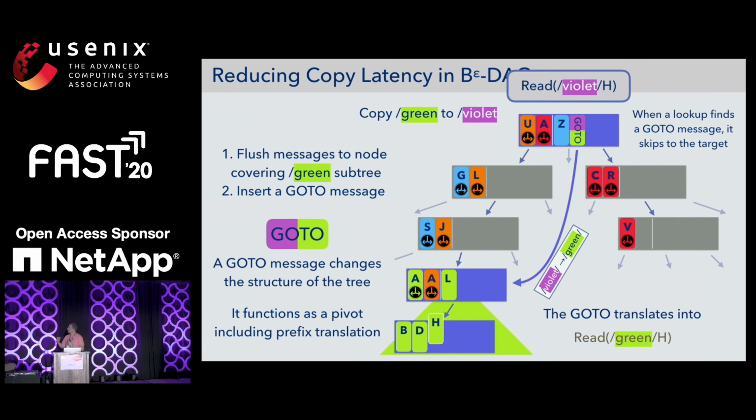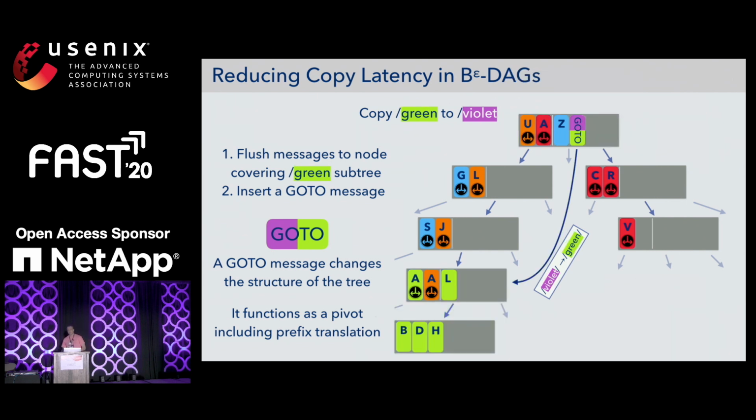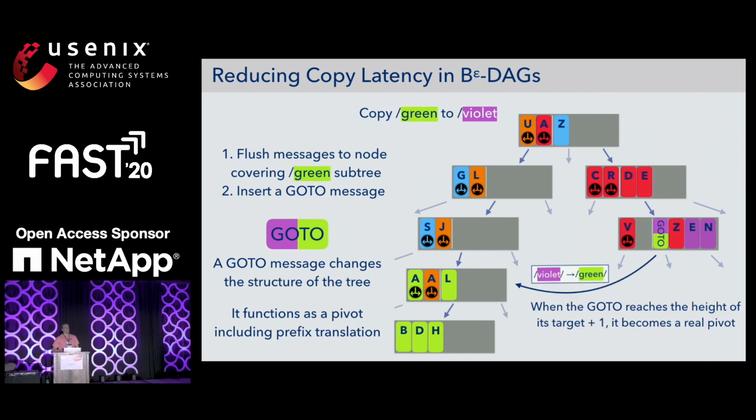OK, so this functions just like a pivot in the example I showed before, but it also functions like a message. So if we start to add some data to the tree, we insert some more data, it can flush down the tree just like a regular message. If we keep adding some more file data, eventually it'll make its way down till it gets to its correct height. Its correct height is 1 plus the height of its target plus 1. And at this point, it's going to become a real pivot.